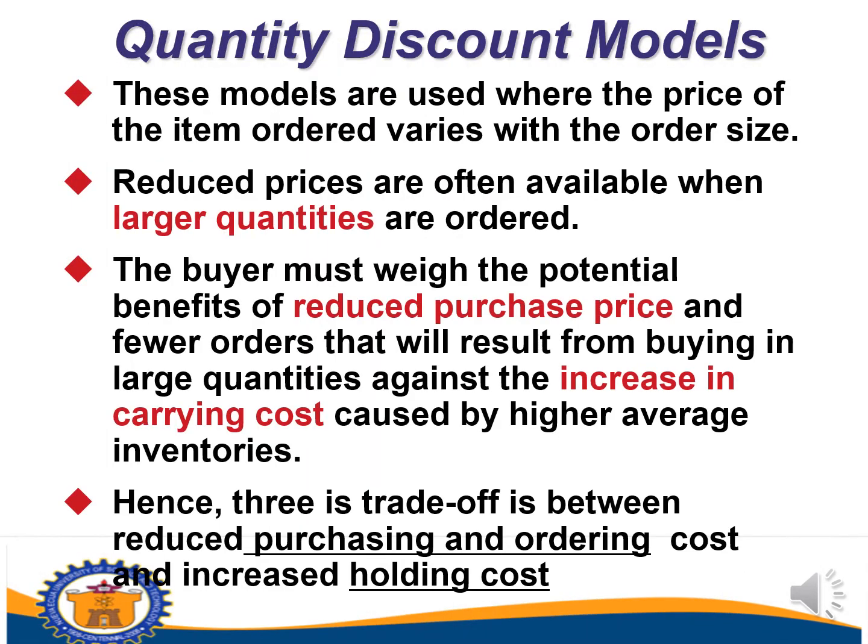To summarize, quantity discount models are used where the price of the item ordered varies with the order size. Reduced prices are often available when larger quantities are ordered. The buyer must weigh the potential benefits of reduced purchase price and fewer orders that will result from buying in large quantities against the increase in carrying costs caused by higher average inventories. Hence, there is a trade-off between reduced purchasing and ordering costs and increased holding cost.